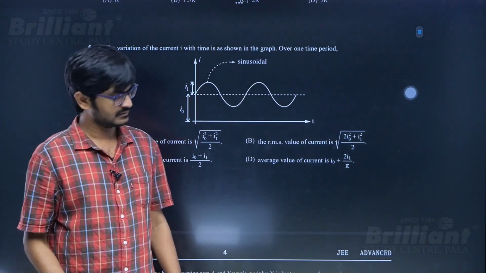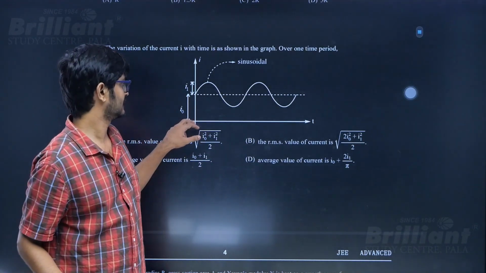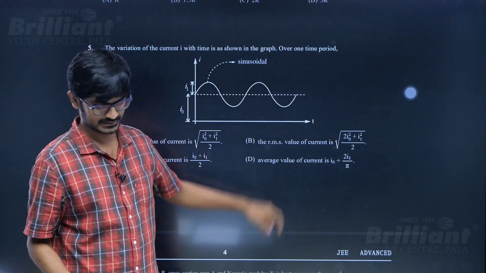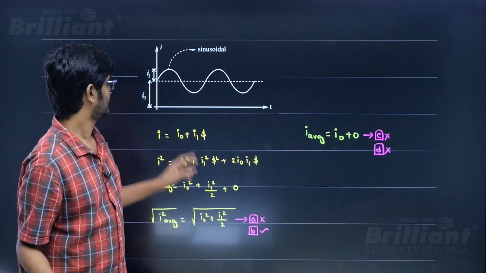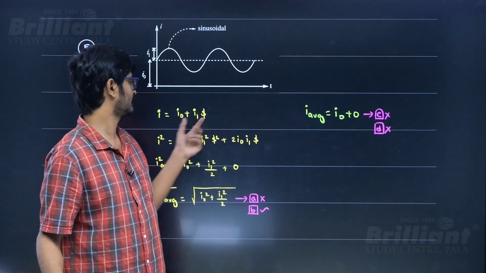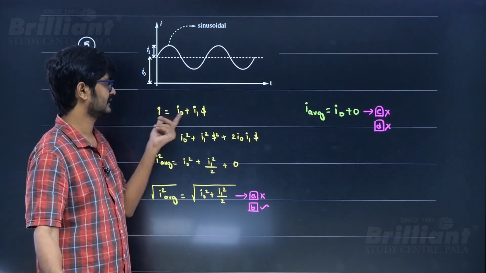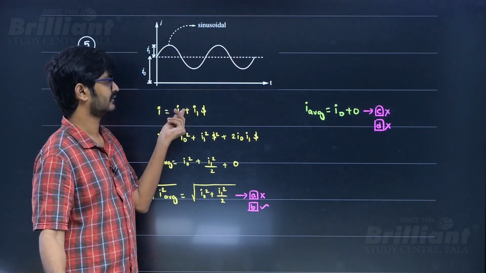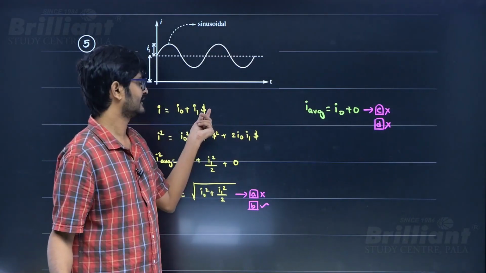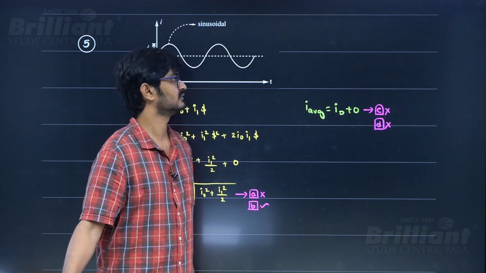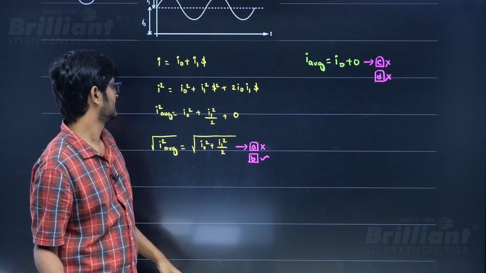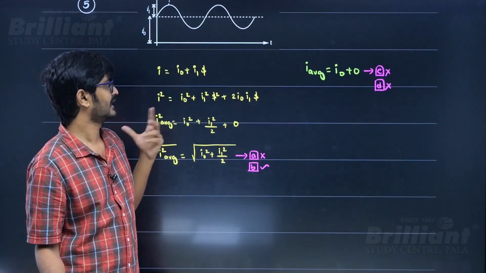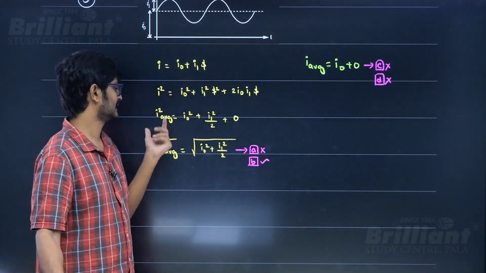Okay, the next question, it is sinusoidal: I naught plus I1 sin omega t. If you want to find the average of this, the average of the left hand side equals the average of the right hand side. The average of I naught is I naught only. The average of sin omega t is going to be 0, because this is positive and this is negative, they will always get cancelled. Now similarly, I need to find I RMS square, so that is I square average, and I need to take the square root.